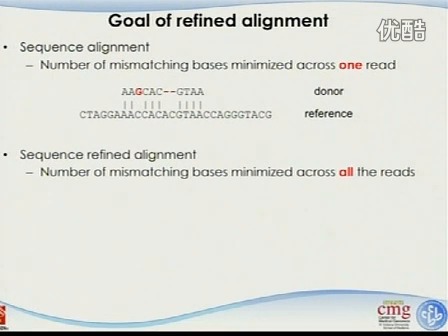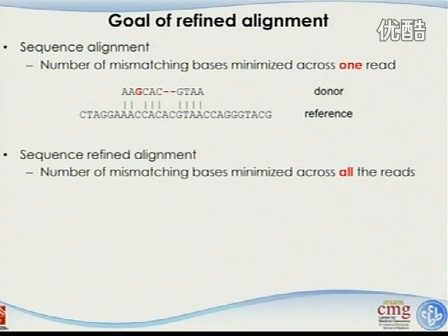Okay, so let's look at the problem first. The goal of refined alignment, so for sequence alignment, the number of mismatched bases is minimized across one read. So this is actually not the goal of refined alignment. This is the goal of our initial alignment. We got the sequence reads, and we want to map them back to the reference genome. Our goal is to look at one read at a time, not consider multiple reads, and try to minimize the mismatches.